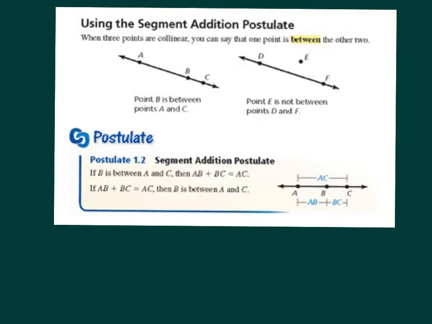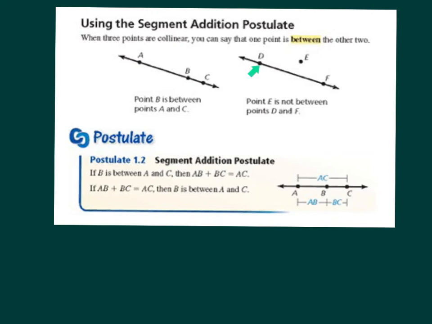So what I'm going to show you now is using the segment addition postulate. Remember, this is a postulate. We don't have to prove this. This is known. Okay, so when 3 points are collinear, now we know collinear means on the same line, you can say that 1 point is in between the other two. So if you look at this right here, we have point P is between A and C.